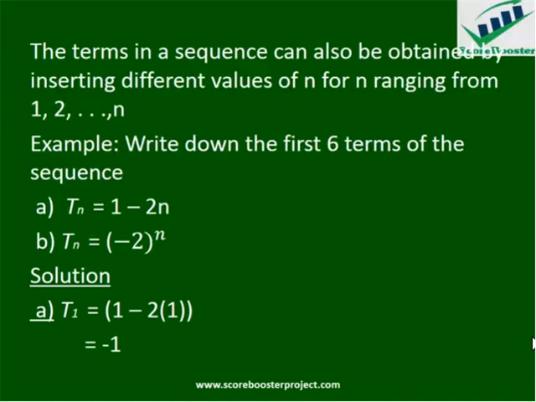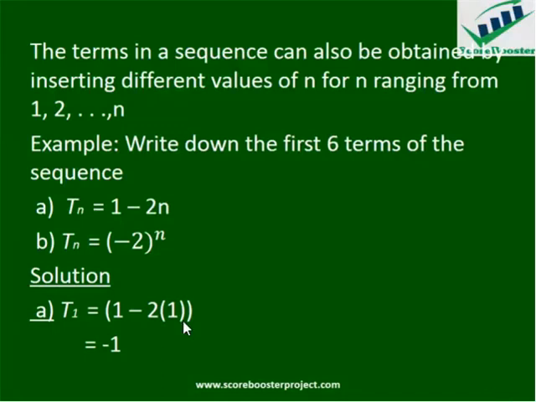For the first example, we are asked to find the first 6 terms of the sequence 1 minus 2n. Here, we know that n will range from 1 to 6, that is, n will be 1, 2, 3, 4, 5, 6. The stopping point here is 6. This also means that T6 is the last term and 6 is the upper value.